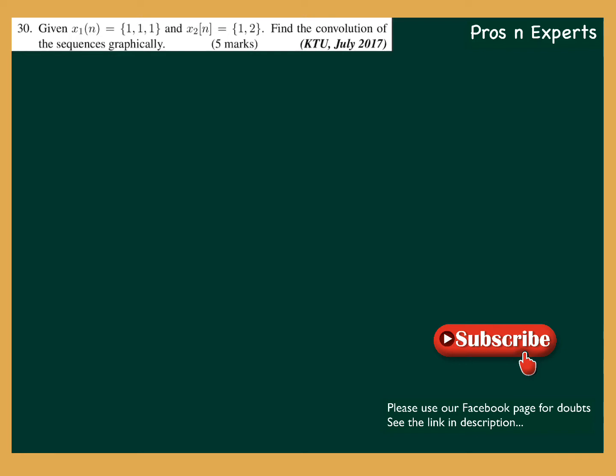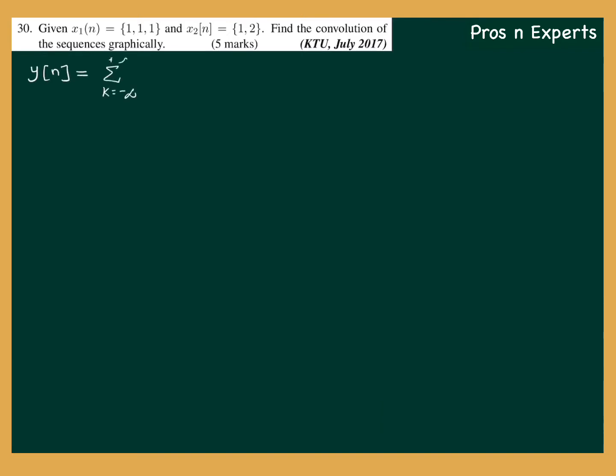So the convolution sum you are required to evaluate is y of n equals sigma over k equal to minus infinity to plus infinity of x of k into h of n minus k. For that, you must have x of k in hand and h of n minus k. Obtaining x of k is very simple. Here the question is about x1 of n and x2 of n, so I would overwrite this equation accordingly.